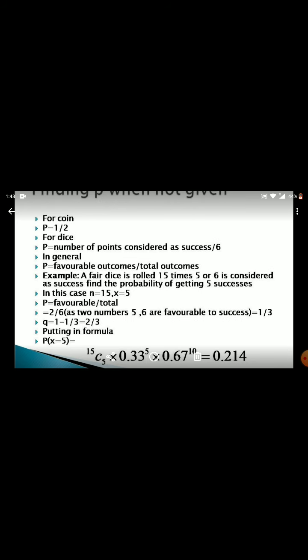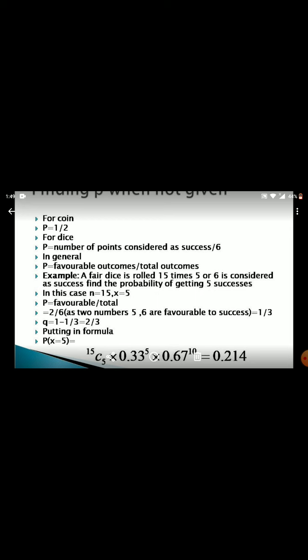A fair dice is rolled 15 times. The number of trials are 15. N is equal to 15. 5 or 6 is considered as success. Now, it is mentioned that only two numbers, 5 or 6, are the success. If you get 5 or 6, then you will win. Otherwise, all other numbers will be categorized as failures. So you have two favorable out of 6. So P is equal to 2 by 6.